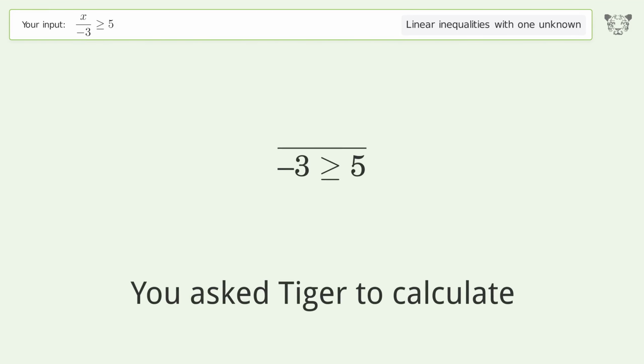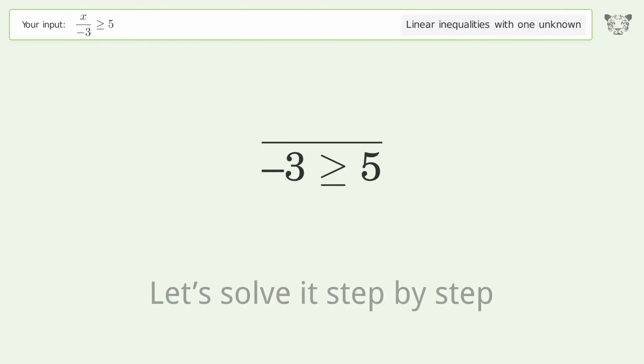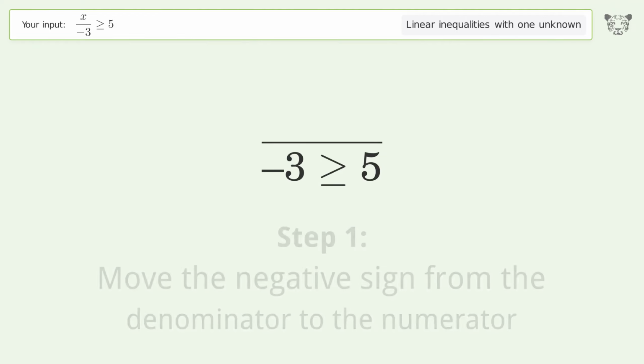You ask Tiger to calculate. This deals with linear inequalities with one unknown. The final result is x equal or smaller than -15. Let's solve it step by step. Move the negative sign from the denominator to the numerator.